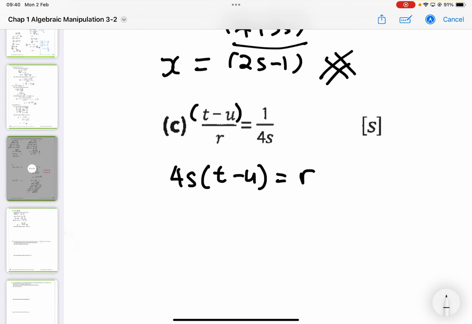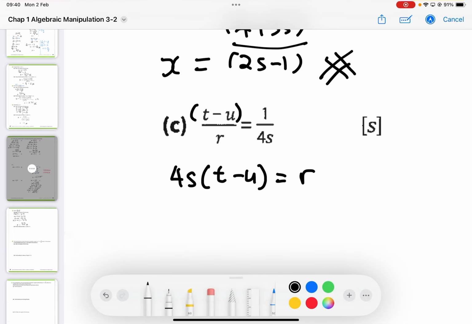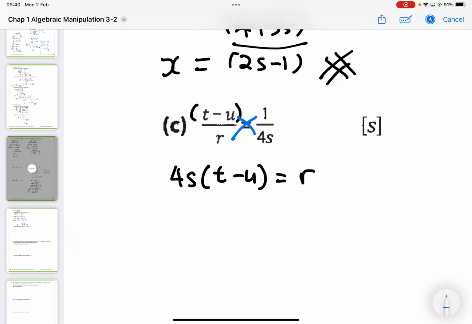Okay? This one is also what your tuition teachers like to tell you, cross multiply. Cross multiply is the result. But why it happened is because I multiply the denominator over.